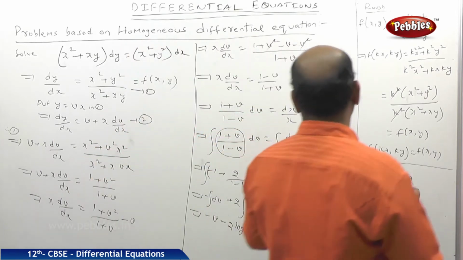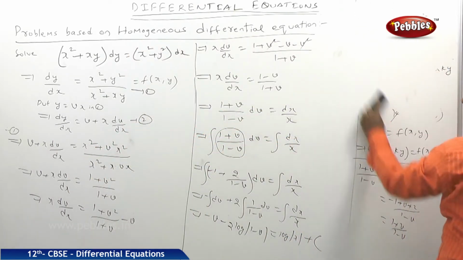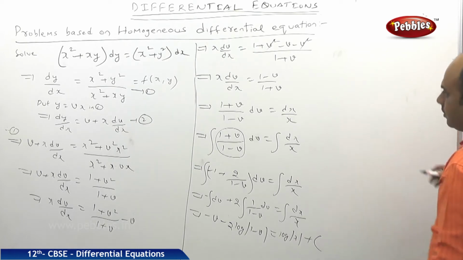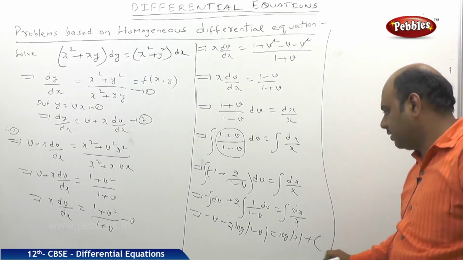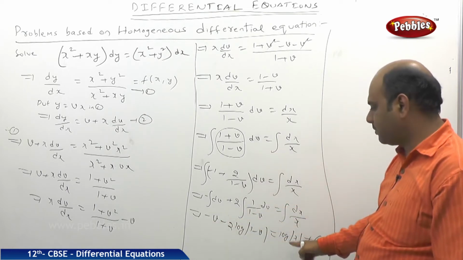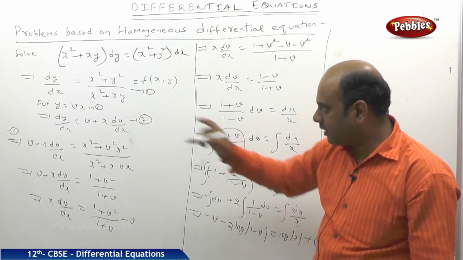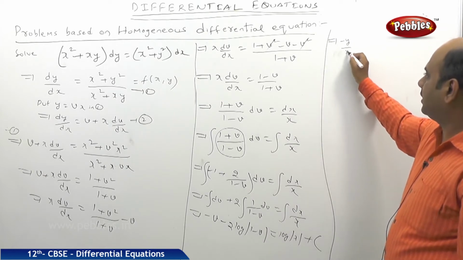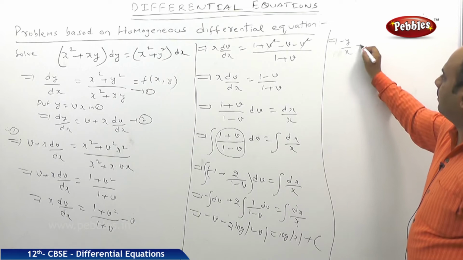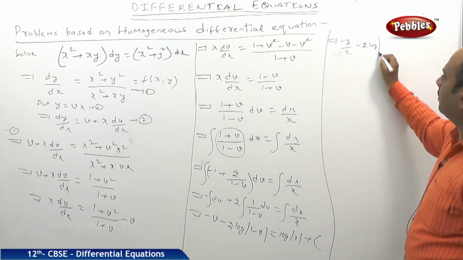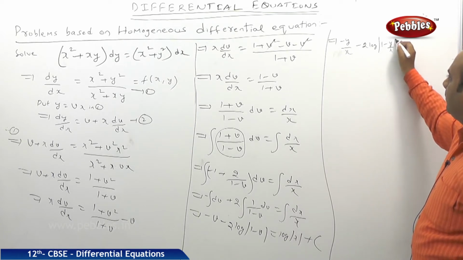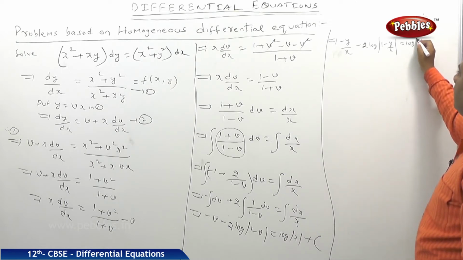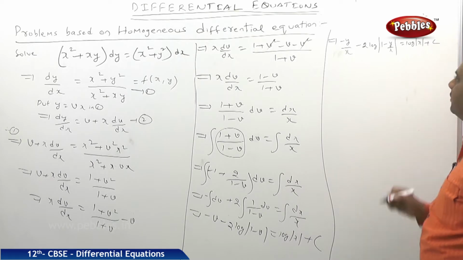So later I will be erasing all these rough things. Now if you observe carefully, here we got a relation in terms of v and x, but v is nothing but y by x. So finally minus y by x minus 2 into log mod 1 minus y by x is equal to log mod x plus c.